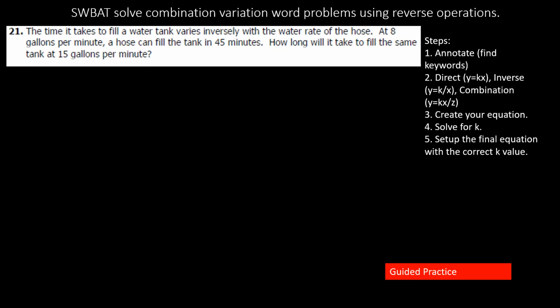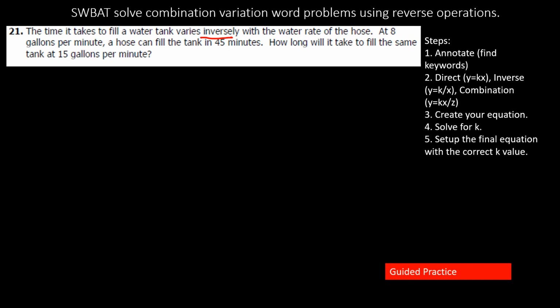So let's look at this problem here. Now this is kind of like a little step in here. We've actually seen this problem already. It says the time it takes to fill a water tank varies inversely. So we're just following the steps. Real quick, we know that it's inversely with the water rate of a hose. At 8 gallons per minute, a hose can fill a tank in 45 minutes. How long will it take to fill the tank at 15 gallons per minute? Now, we have already seen this question. I just kind of want to take the steps into identifying what's happening here.